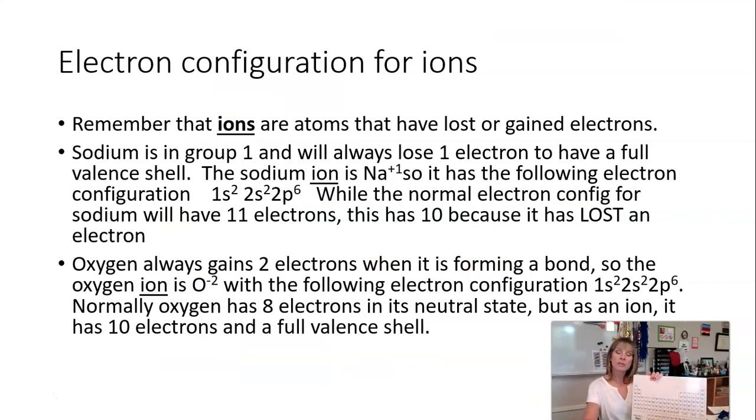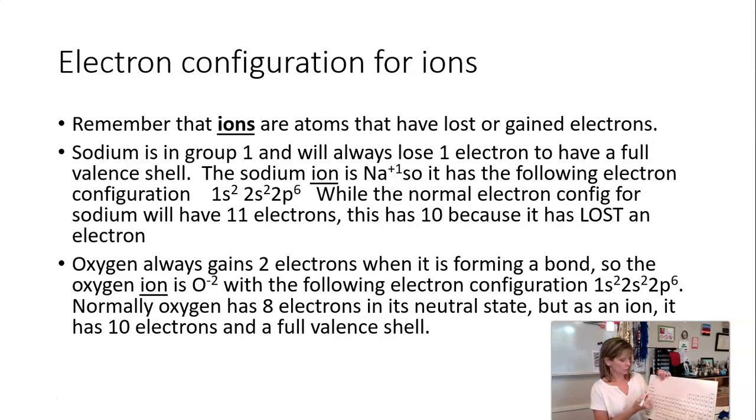Okay, so electron configuration for ions. So what we were doing is atoms. An ion is an atom that's lost or gained electrons in order to bond, all right? So ions, we have to be able to do electron configuration for ions. So I'm going to take sodium. I'm not going to do orange anymore. I'm going to pick brown.